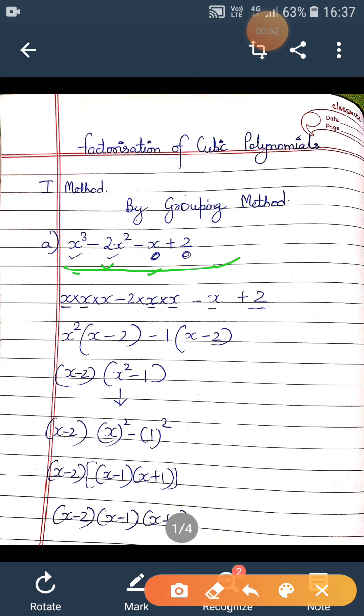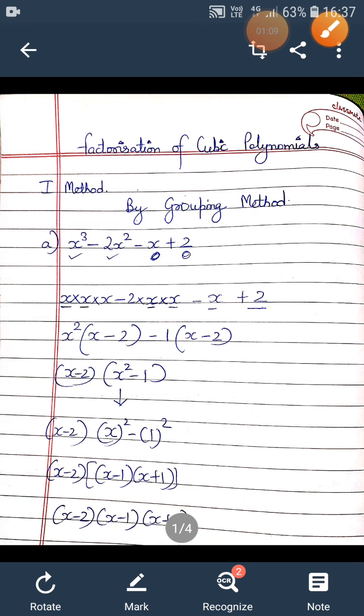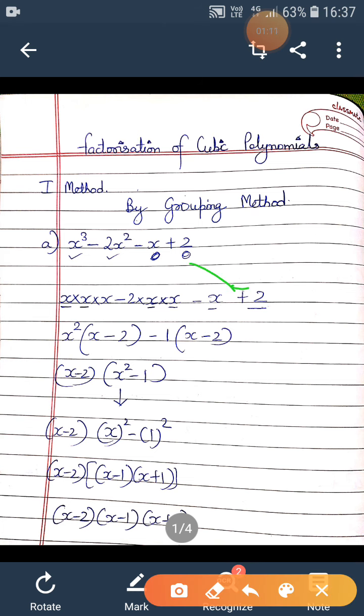So we take the first two terms, and x cube can be written as the product of x into x into x, 3 times. Similarly, 2x square can be written as 2 into x into x. Now the last two terms cannot be factorized as such, so they are written as such. For the first two terms, as you can see, we can take x square common. Then what is left inside the bracket? It is x in the first term and minus 2 in the second term.